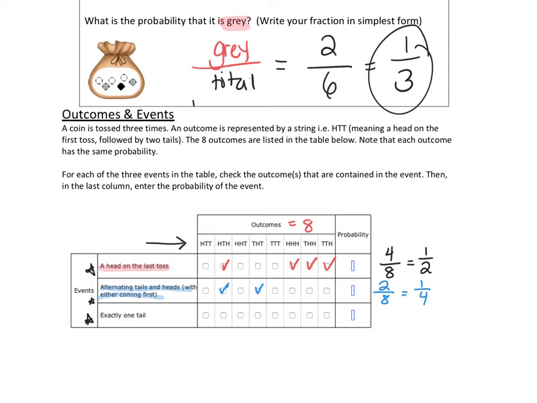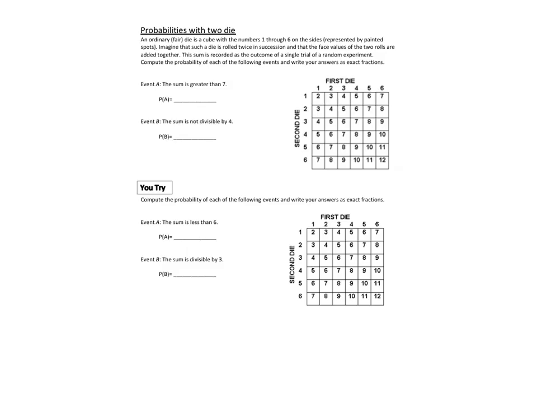And then the last event says which ones have exactly one tail. So if you look, the second one has 2 heads and a tail. The third one has 2 heads and a tail. And it looks like the seventh one has 2 heads and a tail. So when I make my fraction for this, I checked off 3 boxes out of 8. So my probability for the last one is 3/8. So this is just a matter of checking them off and then writing the probability.